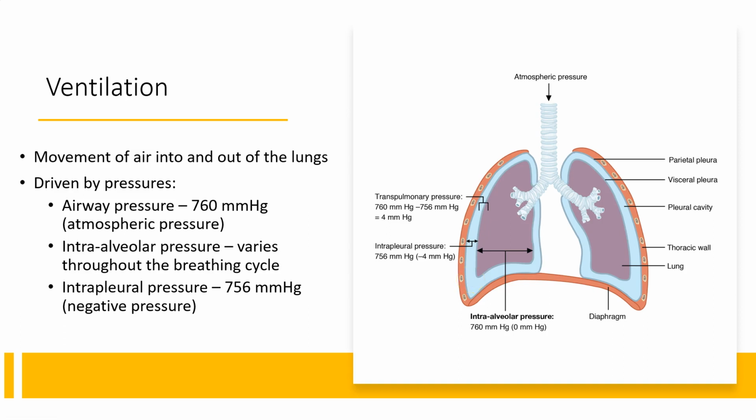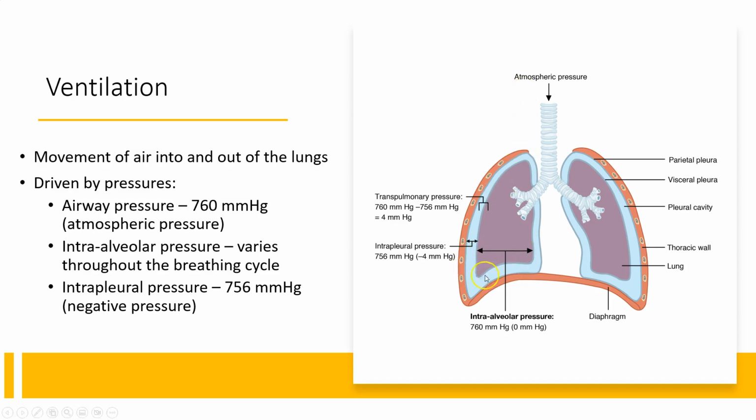The movement of air into and out of the lungs is called ventilation. Ventilation is driven by different pressures. The main pressures to think about are the airway pressure, which is our atmospheric pressure. This is the pressure in the air outside you, and that's the same air we breathe in. At sea level, atmospheric or air pressure is 760 millimeters of mercury.